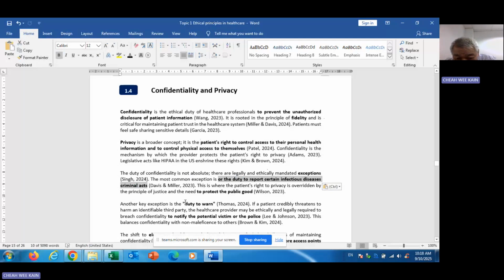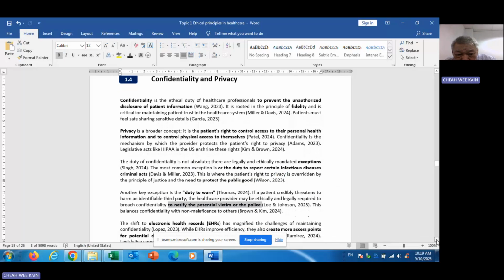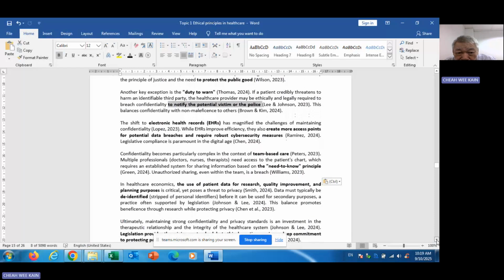Okay, a duty to warn, to notify the potential victim or the police. So say we suspect this person has Ebola. You have to warn, even though it's not confirmed. Even though it's not confirmed, but you suspect, and you have to warn, okay? For the greater good.